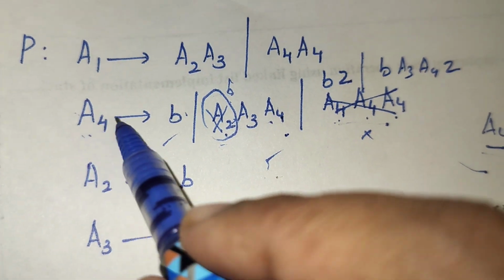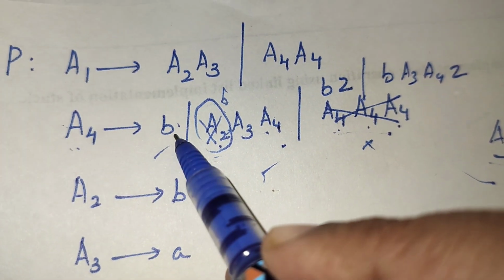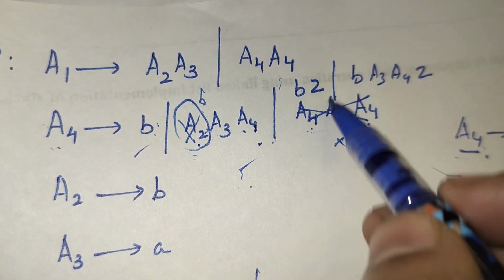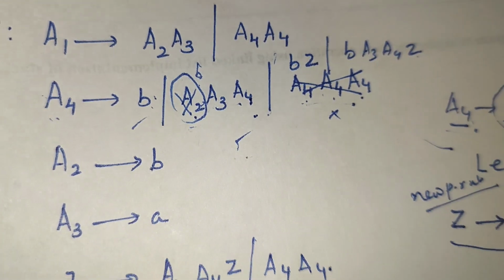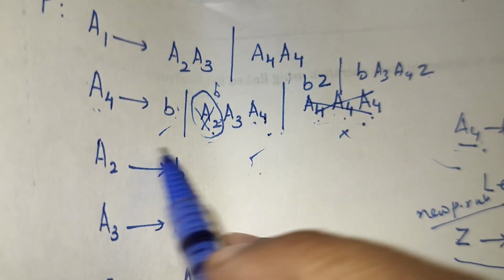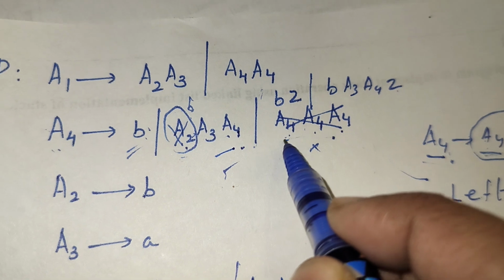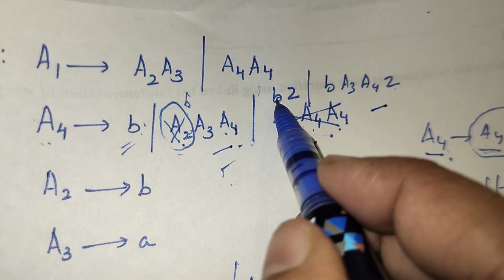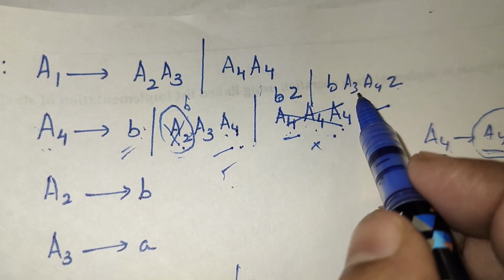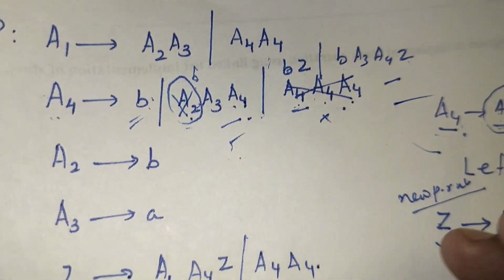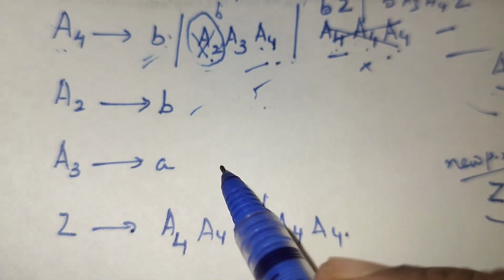Now this is A4. A4 gives B bar, B, A3, A4 bar, B, Z bar, B, A3, A4, Z. So this is A4. Okay, so this is in GNF, this is in GNF, this is in GNF, this is in GNF. That is terminal, then non-terminal. Terminal, then non-terminals. So this is in the format of GNF. Now this is okay. This is already in GNF, this is already in GNF.